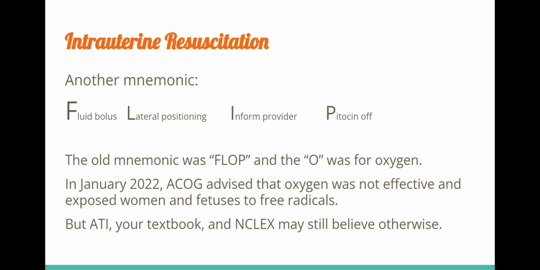So those are some things you can do. P is Pitocin off. If you have an abnormal strip, even if it's a bad category two, your pit goes off. Those are the four things. Now, they might be in different order. Sometimes you see variables. Your first instinct is to turn the patient. That's fine. Fluid bolus might be the next thing you do. But that pit's going to have to go off if the baby's really not tolerating labor. The old mnemonic used to be FLOP, and the O was for oxygen.